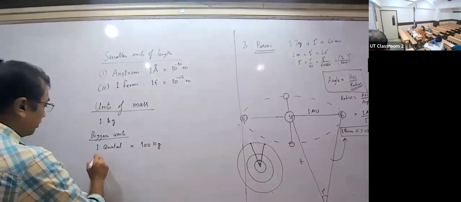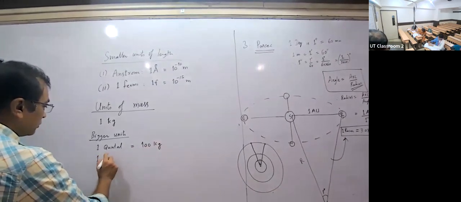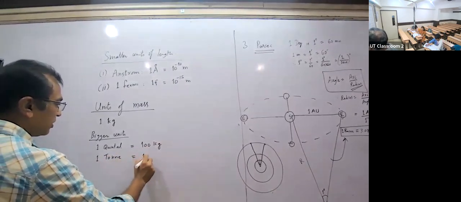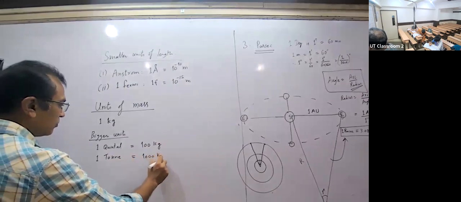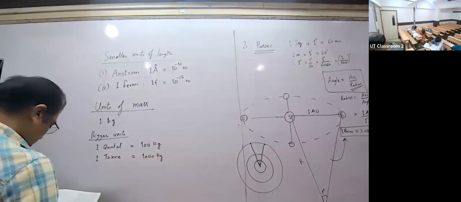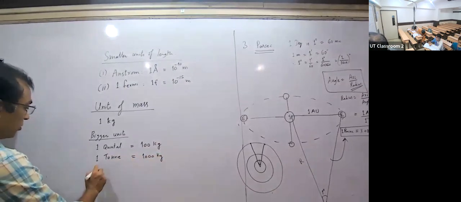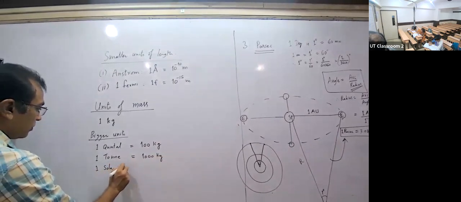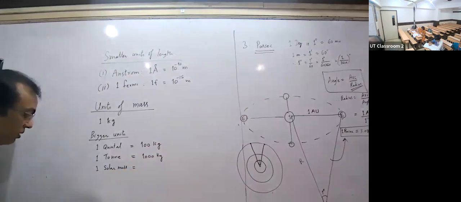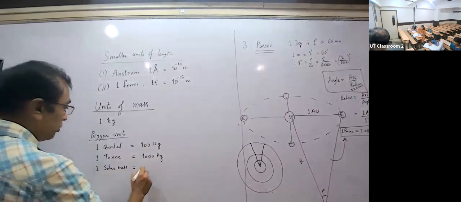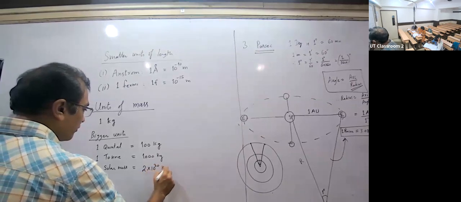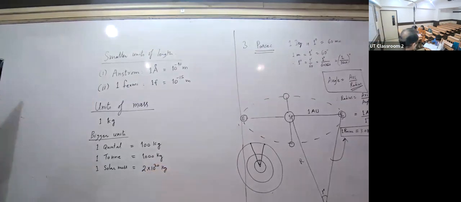Then you have ton, which is 1000 kilograms. Then solar mass, the mass of the sun. How much is that? 2 into 10 raised to 30 kg. This is a very big unit of mass, right?